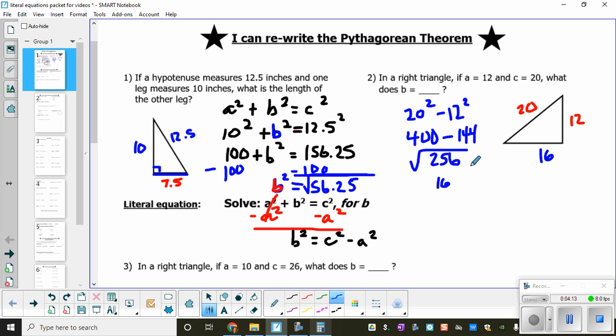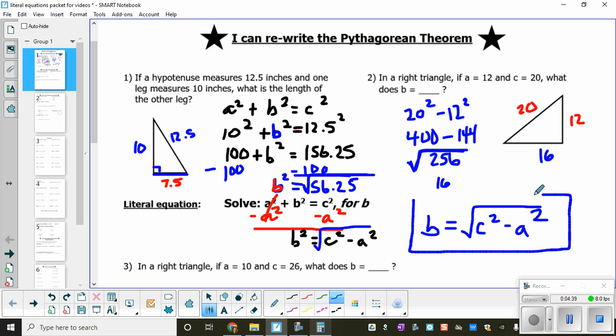And then the next step we did in both examples was to get b all by itself. Now we took the square root when we subtracted these numbers. So to find b, I'm going to now take the square root of whatever this difference is. So if I'm rewriting this equation here for b, it's b equals whatever c squared minus a squared was, and then we take the square root of it. This is you rewriting the Pythagorean theorem to find what b would be.